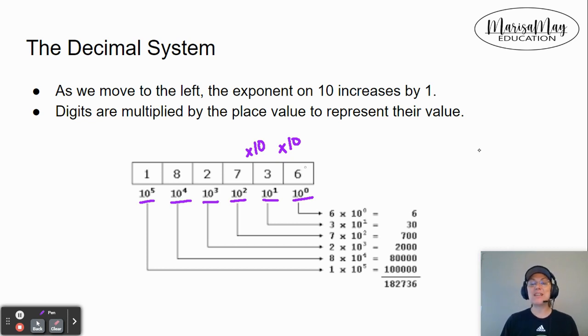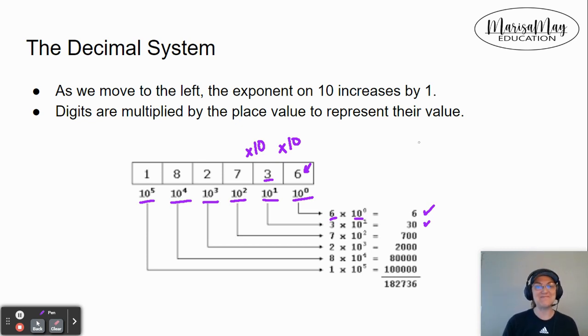Notice also that in order to get the value here of 6, we take 6 times its place value, 10 to the 0, which is 1, to get 6. Then we take 3 and multiply by its place value, 10 to the 1st, to get its value of 30. Again, this is going to be important when we move to other number-based systems, but it's easier to show it to you in our system, the system you're most familiar with, before we jump to other systems.